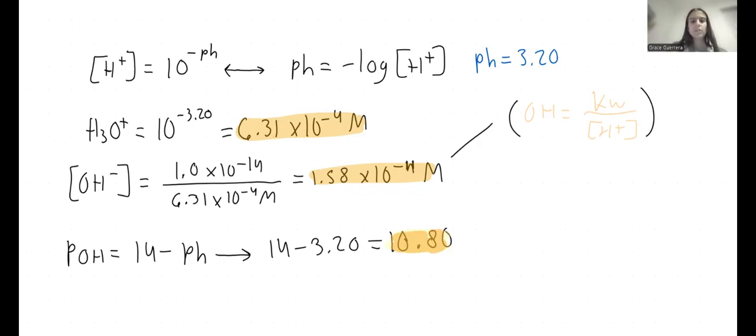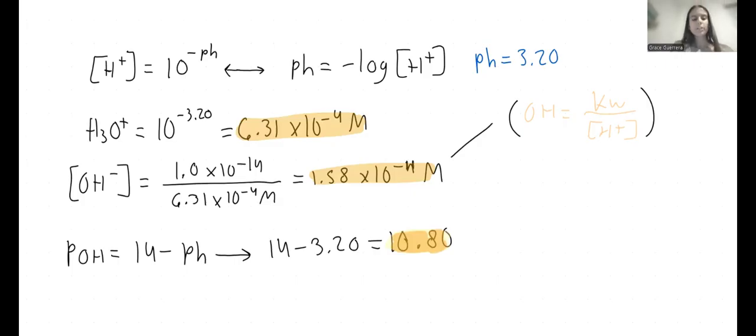Now we can solve the concentration for a base, or OH, by using the conversion factor OH is equal to Kw over H+. This is the same thing to solve for acid concentration; we would just do Kw over OH. But since we're solving for OH, we would do Kw over our acid concentration. So 1 times 10 to the negative 14 over 6.31 times 10 to the negative 4 molarity is equal to 1.58 times 10 to the negative 11 molarity.